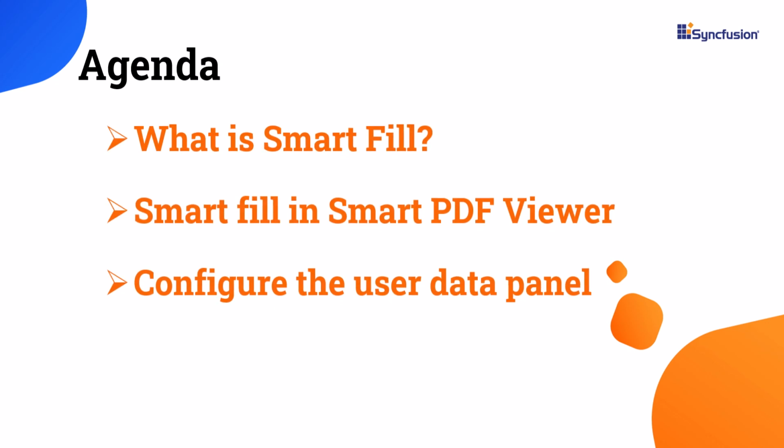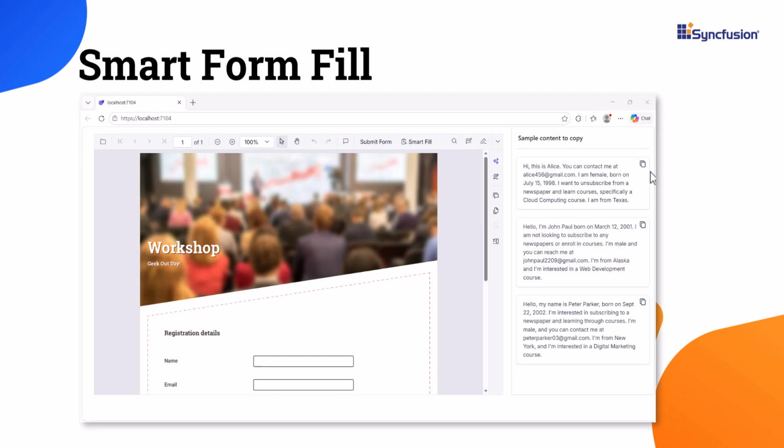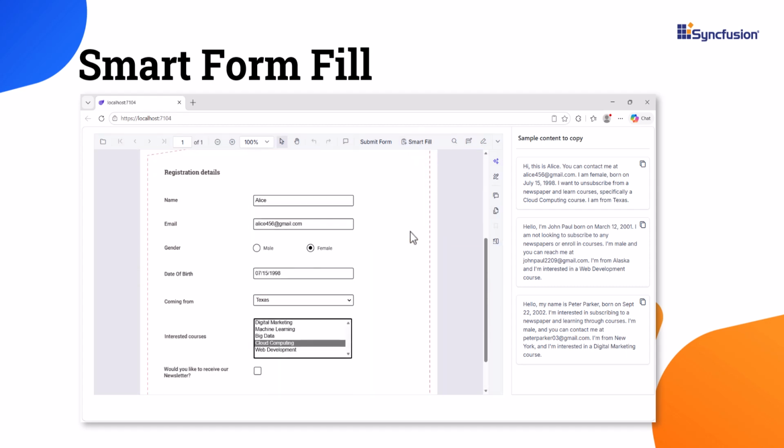In this video, I'll show you how to implement Smart Form Fill in the Syncfusion Blazor Smart PDF Viewer. This includes what Smart Form Fill is, how to use it in the Smart PDF Viewer, and how to configure the user data panel alongside the PDF Viewer for Smart Form Fill. Smart Form Fill is an AI-powered feature in the Smart PDF Viewer that detects all form fields in a document and populates them instantly using clipboard data.